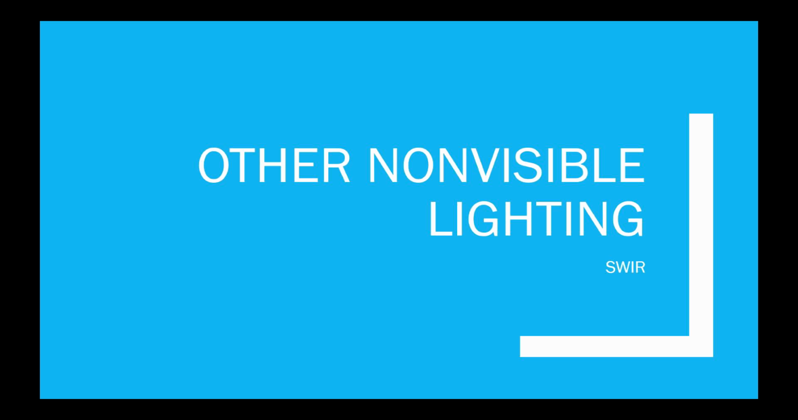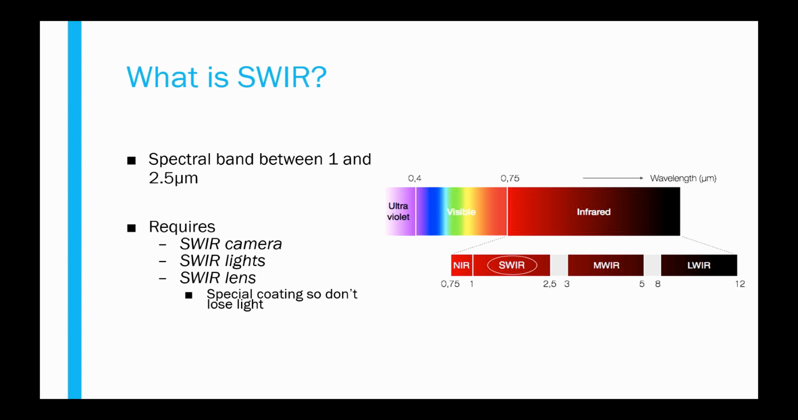Now I want to touch on just a little bit the SWIR light, which is shortwave infrared lighting. I'm not going to go in depth just for the sake of time, but I'll touch on it a little bit just to kind of pique your interest. So what is SWIR light? It is actually the spectral band between 1,000 and 2,500 nanometers. It requires a SWIR camera, SWIR lights, and sort of a SWIR lens. It's not actually required. It'll just get you a better image if you do use a SWIR lens. And as I said, it stands for shortwave infrared light.